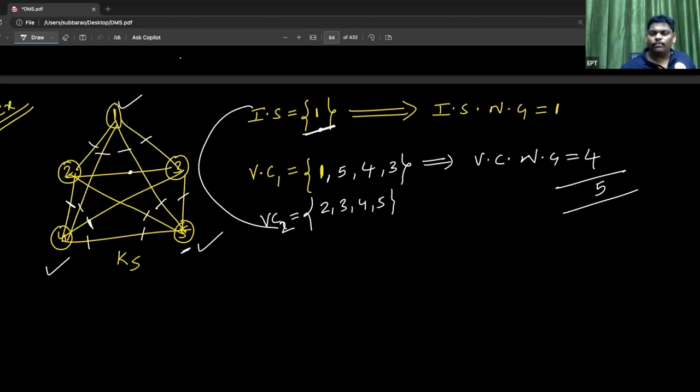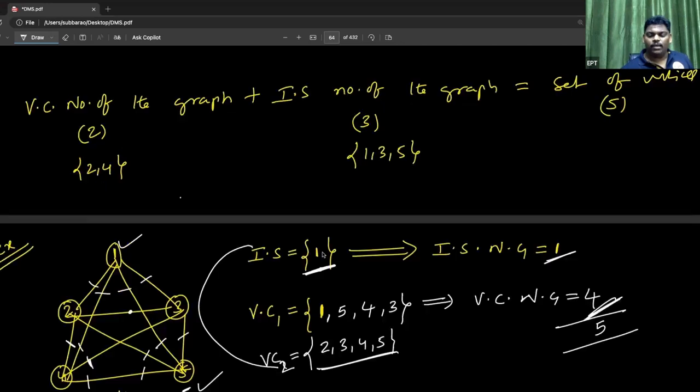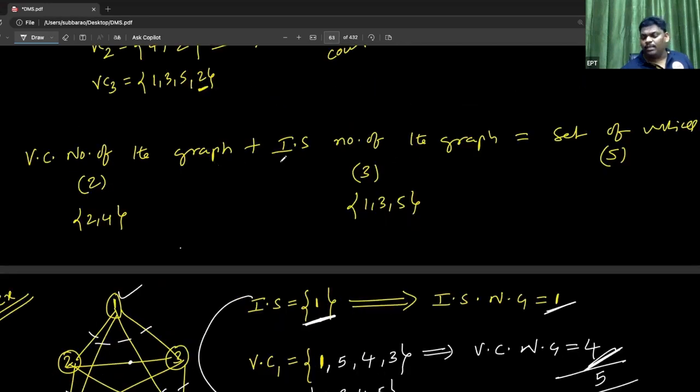Are you comfortable? Please check. Suppose the independent set answer contains 1. Then the vertex cover will contain the others: 2, 3, 4, 5. Suppose its number is 1. Its number is 5 minus 1, 4. Total is 5. So take this formula also: vertex cover number of the graph plus independent set number of the graph is equal to the set of vertices. If the vertex cover of the graph is 2, 4, from V remove 2, 4, you will get 3, right? This one.